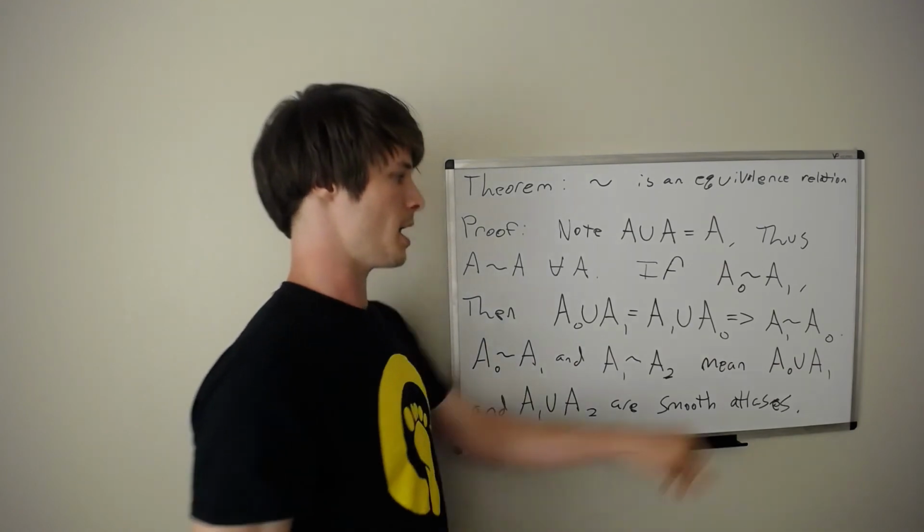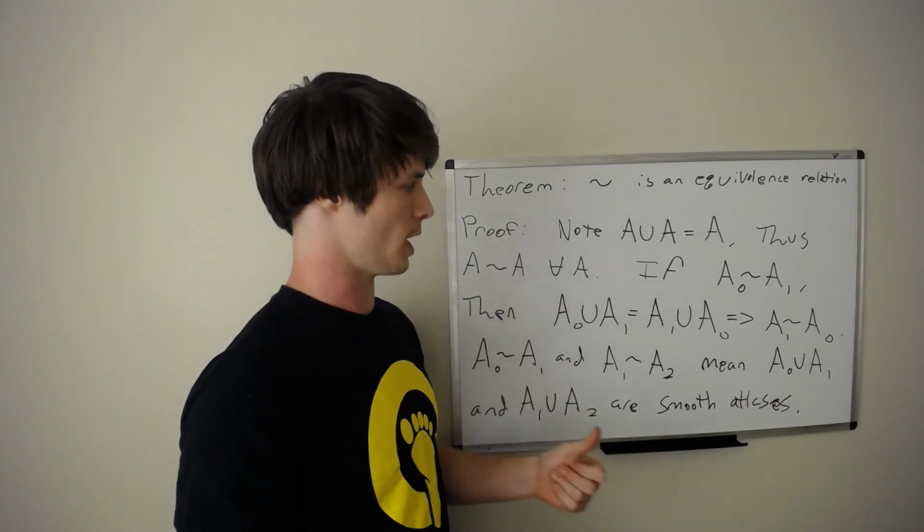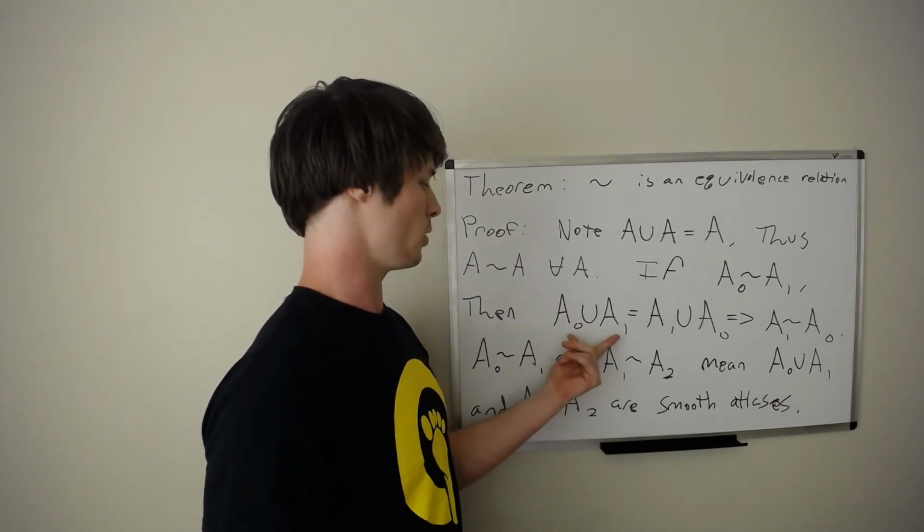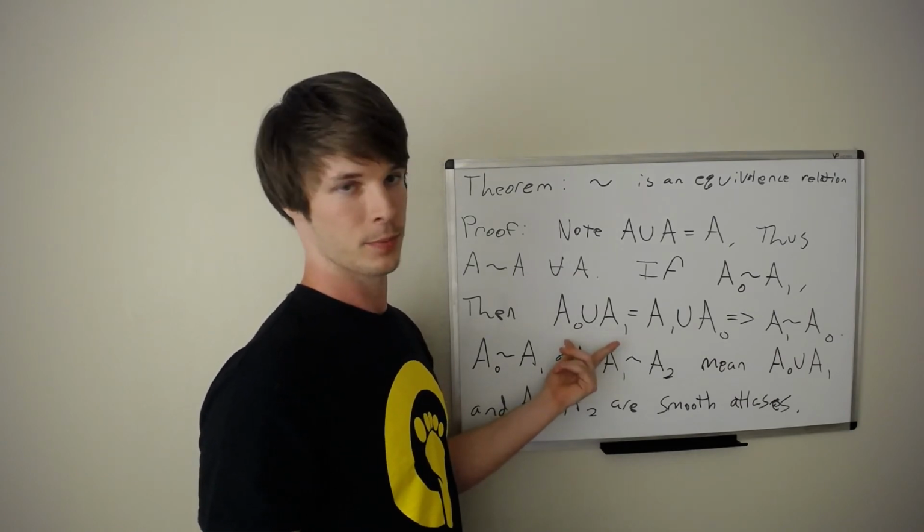Now, if A0, a smooth atlas, was compatible with a smooth atlas A1, then that meant that A0 union A1 was a smooth atlas.